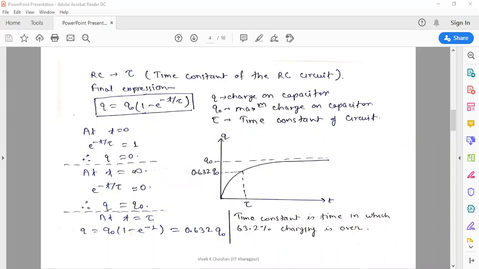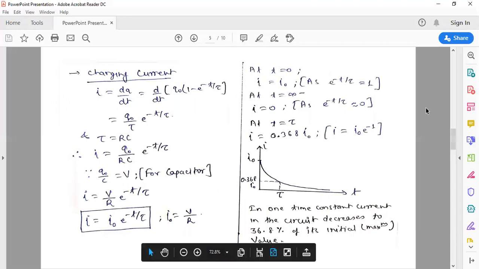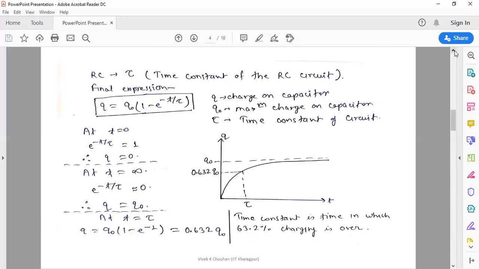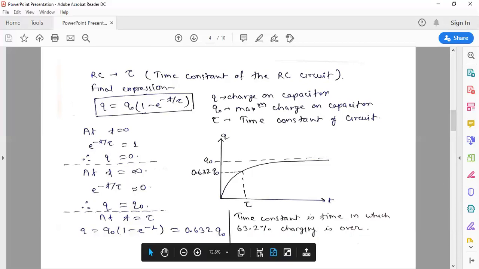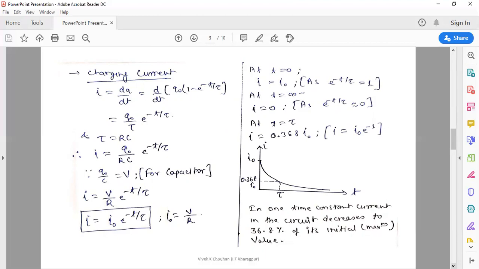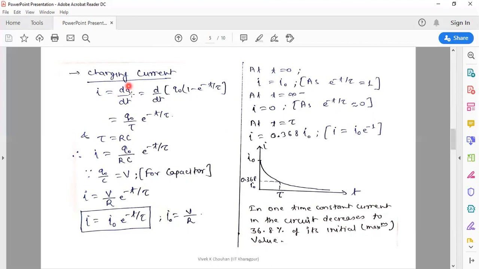Yes, sir. Okay, now next we'll see the charging current. Till now we saw the charging, we saw the charge over the capacitor plate. Now we will see what the charging current is, the current which is passing through the resistor. From the definition of electric current, I is the rate of flow of charge, so dq by dt, and we have already found the expression for q, so we just put it here.